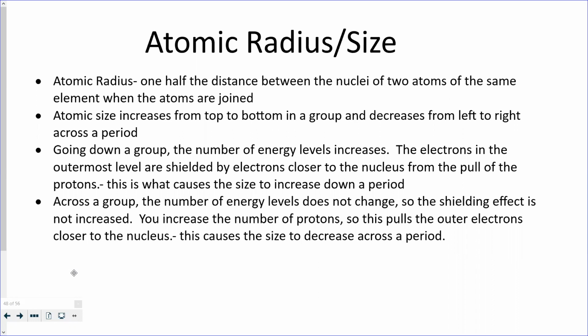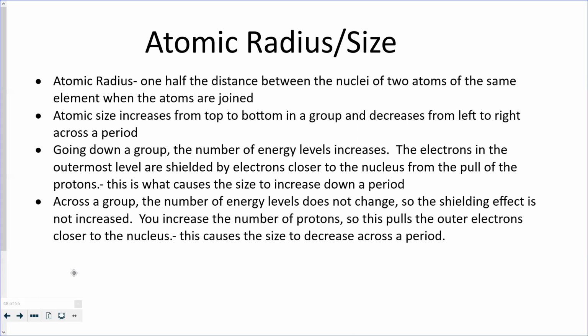First one that we're going to look at is atomic radius or size. This is very similar to the radius of a circle that you have done in math class. But in an atom, there is not a nice defined outer edge of that electron cloud. So how they define atomic radius is it's 1/2 the distance between the nuclei of two atoms of the same element when they're joined. So roughly halfway between the nuclei is going to be where the edge of that atom is. But like I said, it does not have a nice defined edge.